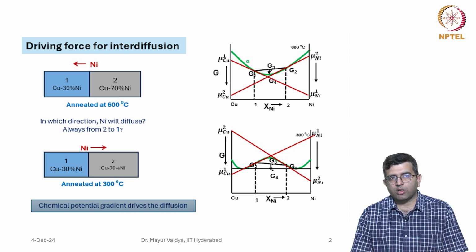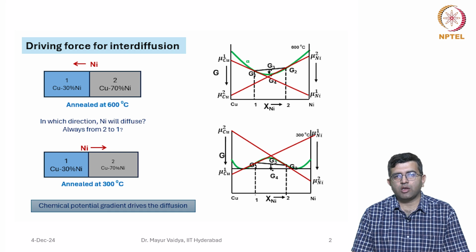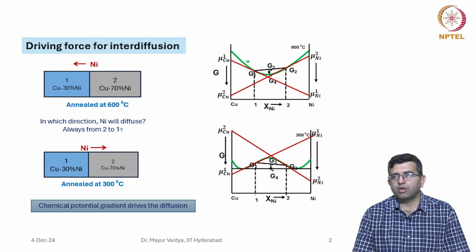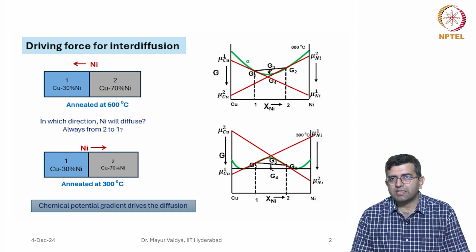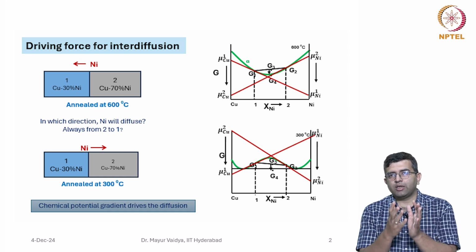That means, if it has to occur in the concentration gradient, it should go from 2 to 1, but 2 to 1 will lead to increase in the free energy. Whereas, if the diffusion occurs from 1 to 2, that means 1 to 2 means what? That 1 will be further depleted in nickel, that means the nickel composition will reach somewhere here in alloy 1, and in alloy 2 it will further increase and it will reach here. But this will lead to an overall decrease in the free energy, and this is same as the direction of the chemical potential gradient. So, therefore, what is the real driving force?